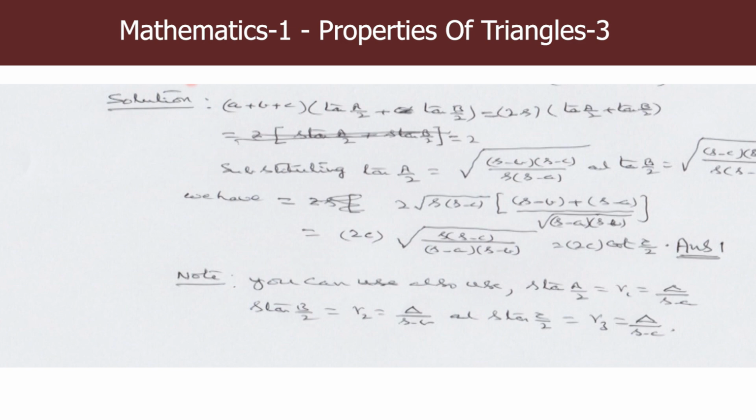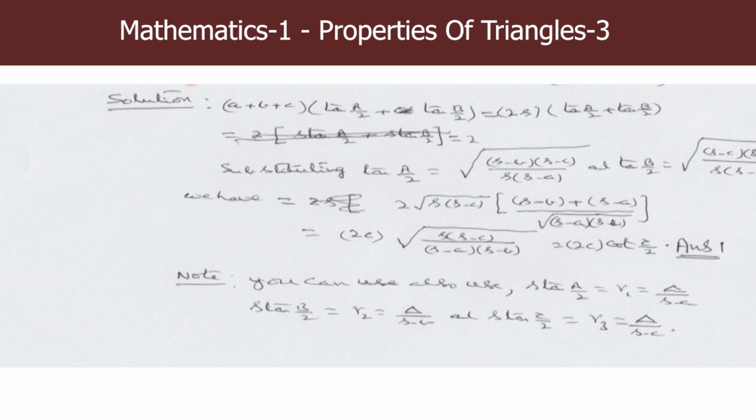So that is nothing but 2C into, please see, 2S minus A minus B, which is nothing but C. So 2C into square root of S(S minus A)(S minus C) by (S minus A)(S minus B)... which is nothing but cot C by 2, the square root of S(S minus C) by (S minus A)(S minus B) is nothing but cot C by 2. So that is 2C cot C by 2. So the answer is option number 1.